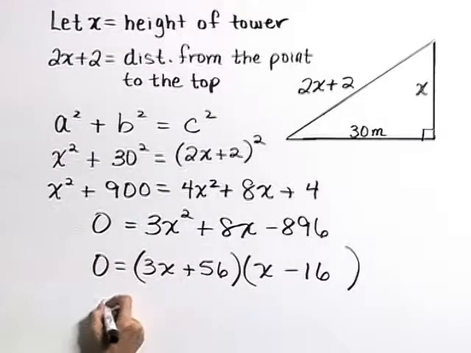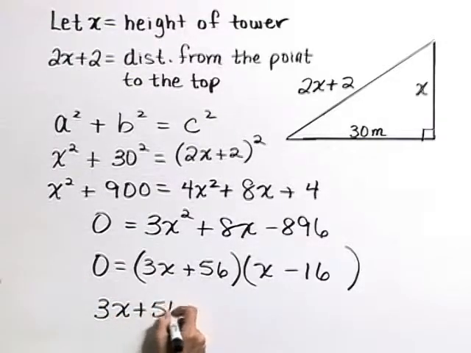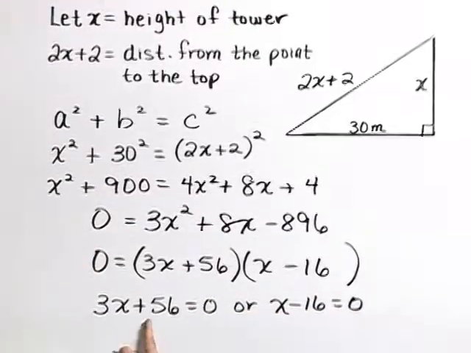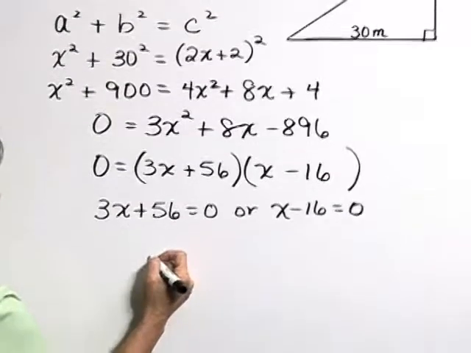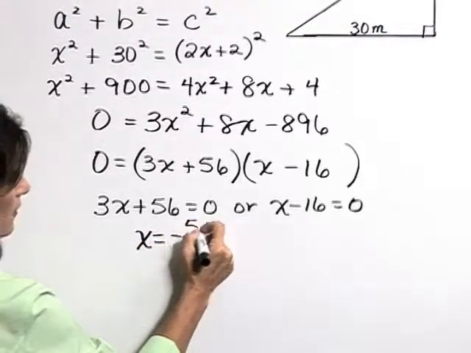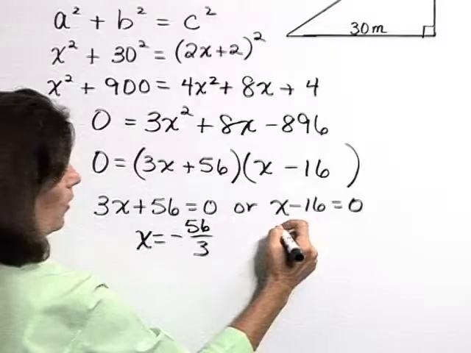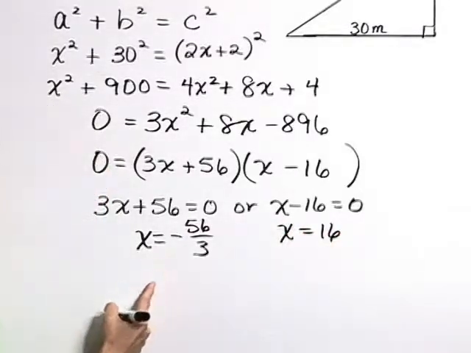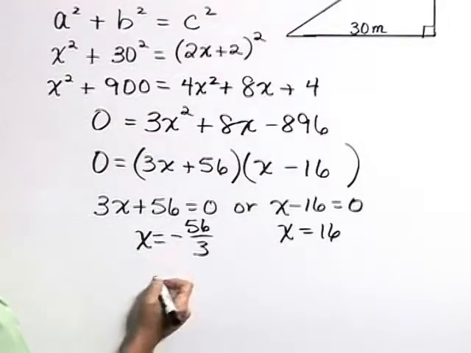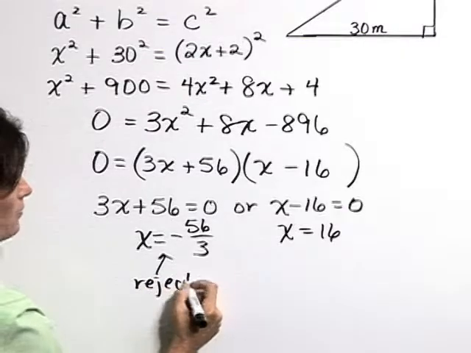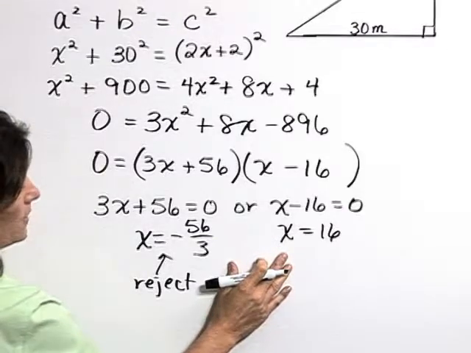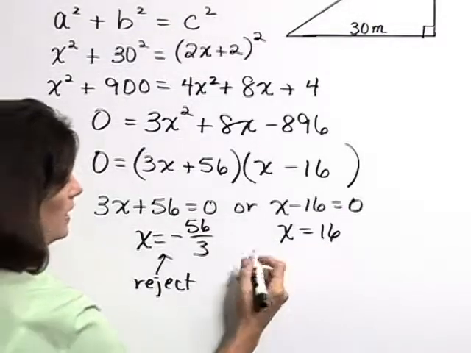Now your zero factor property: 3x plus 56 is 0, or x minus 16 is 0. Now this linear piece yields a negative number. Subtracting 56 over and dividing by 3, x is negative 56 thirds, or x is equal to 16. Now, focus your attention right here. Remember that x represents the height of this tower, and that height is not realistically going to be a negative number. So let's, right off the top, just reject this as a possible solution. Focus on the 16. The height, yeah, realistically could be 16 meters.